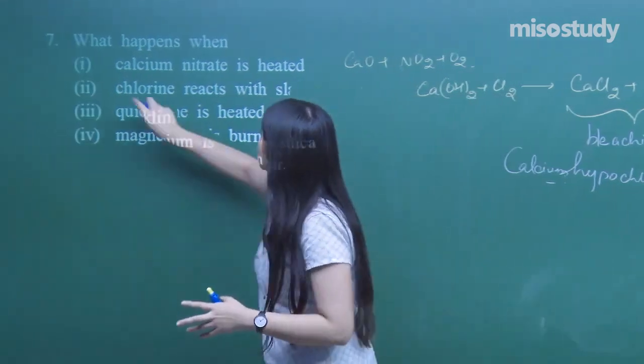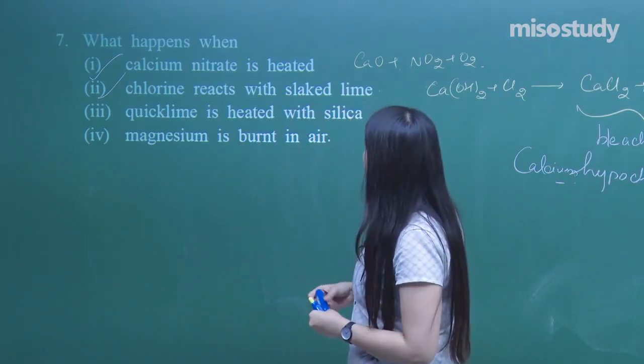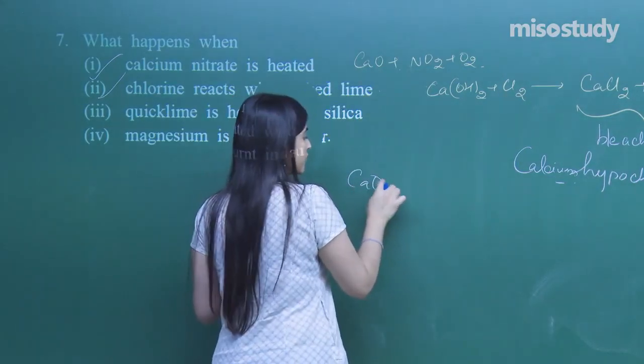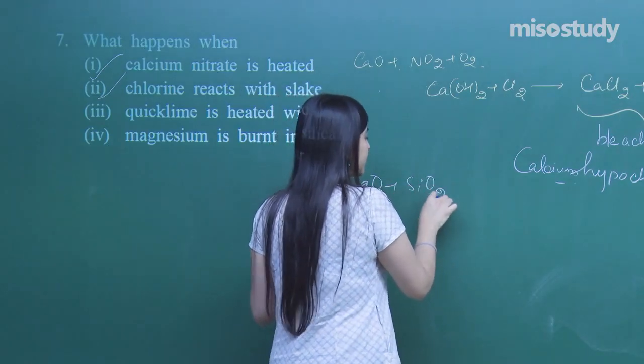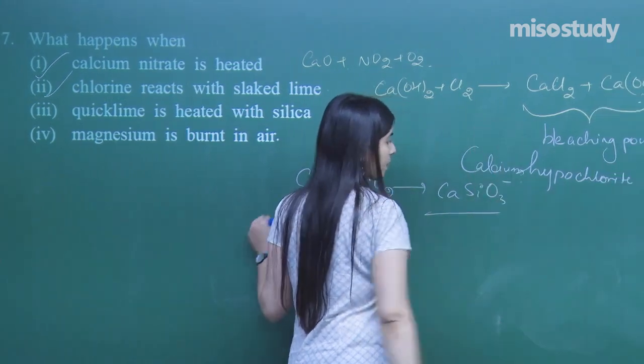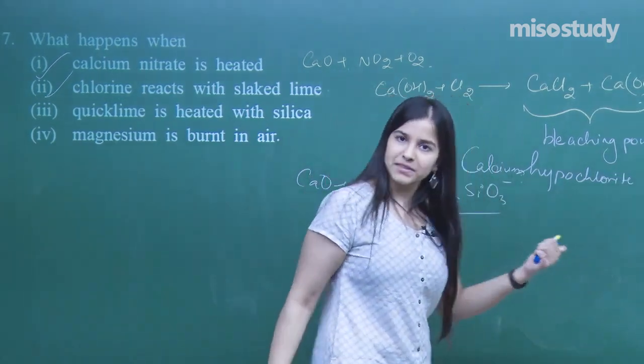Okay, now, done. Quicklime is heated with silica. What do you get? CaO plus SiO2. It's a simple reaction, CaSiO3 we get. Calcium silicate. Clear?